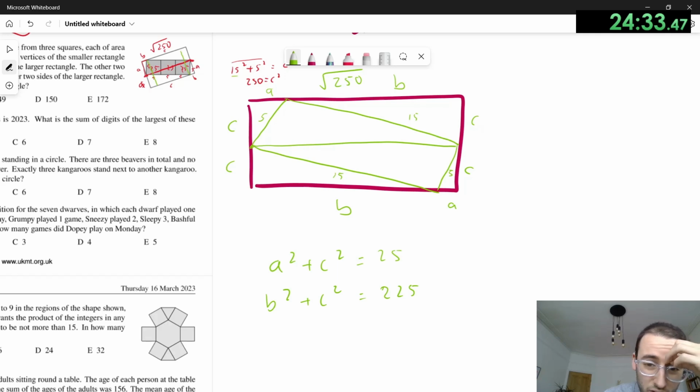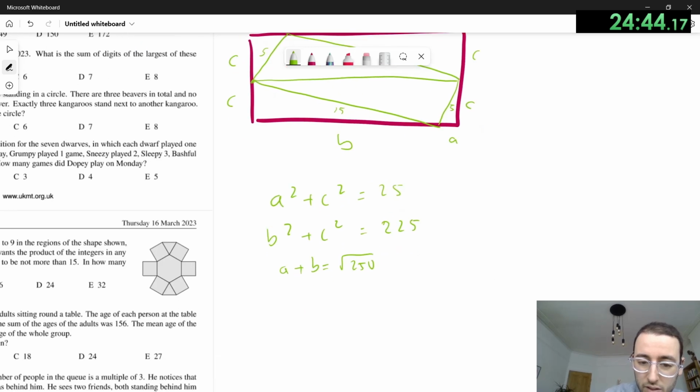And I've got that A plus B, okay, one sec, root 250. So A squared plus B squared plus 2AB is equal to 250. Okay.